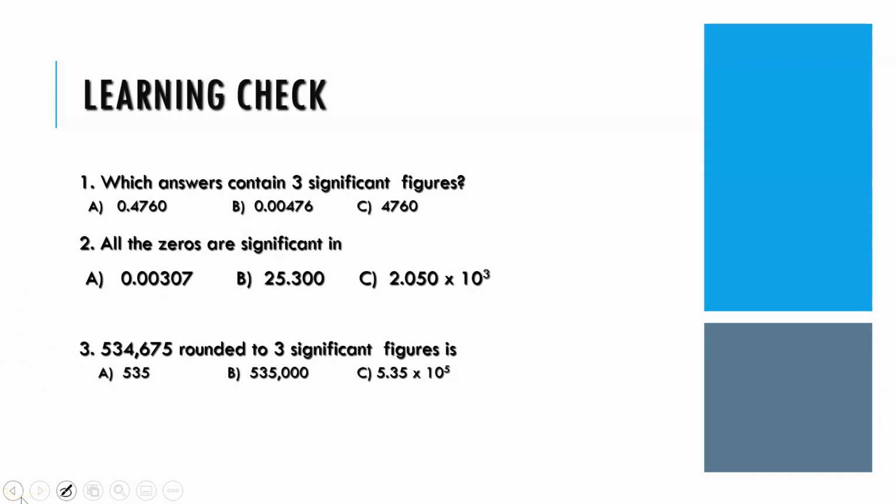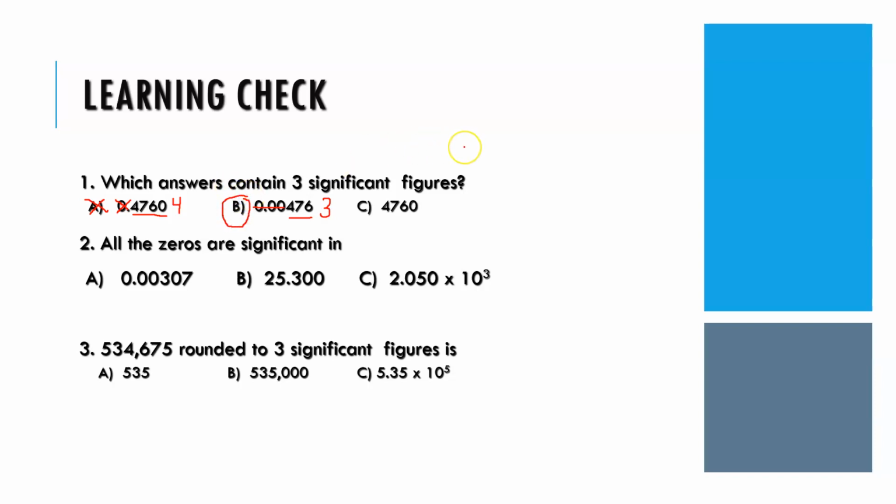So let's look at each of these. In A, we know that zeros in the front don't count, but everything after that decimal is going to, so that number has 4. So not A. Once again, zeros in the beginning don't count, but everything at the end does, so this has 3. So B is a good answer.